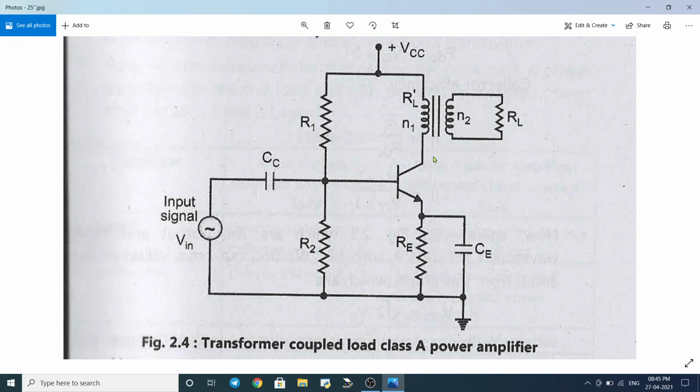So this is the circuit diagram for transformer coupled class A power amplifier. The same circuit: a power transistor, VCC, resistors R1, R2, input coupling capacitor, emitter resistor, emitter shunt capacitor. Only the difference is here. The load is coupled using a coupling transformer.